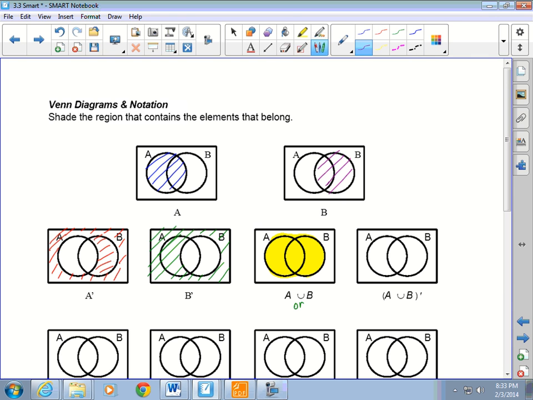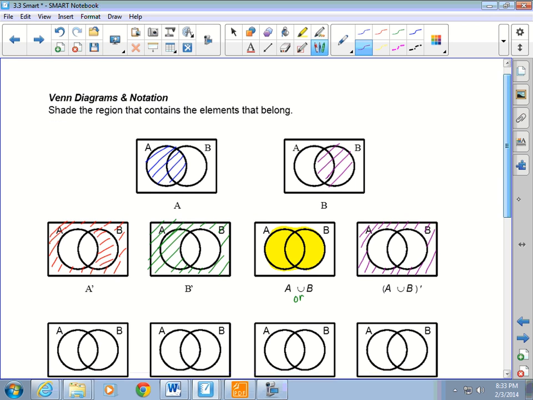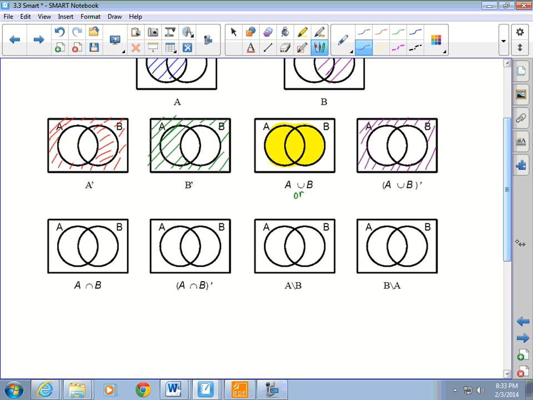So everything not in A or B is just everything on the outside here. The intersection of A and B is what this example is. And remember that there stands for and. So this is what's in A and in B. Well, that's just our little section in between here.